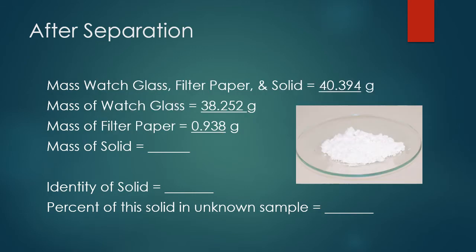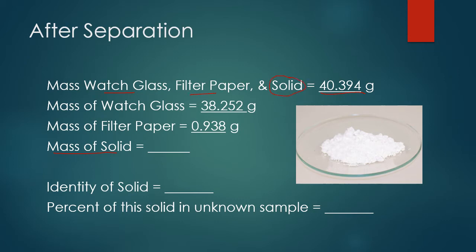Next, we're going to get the mass of the watch glass with the filter paper and solid. I have the picture of the solid to the left. It's a fine powdery substance. Now the filter paper is not pictured, but it was included in the mass of 40.394 grams. Now we need to figure out the mass of the solid once again. To do that, we need to take out the mass of the watch glass and the filter paper so that we're left with just the solid by itself.